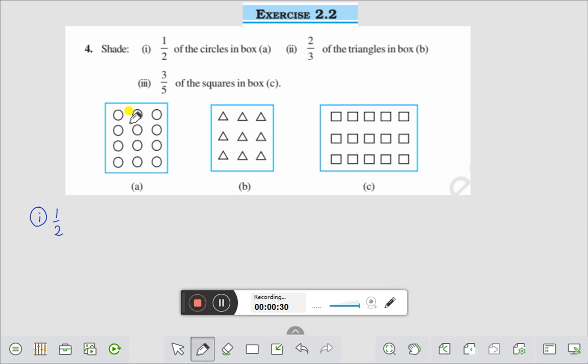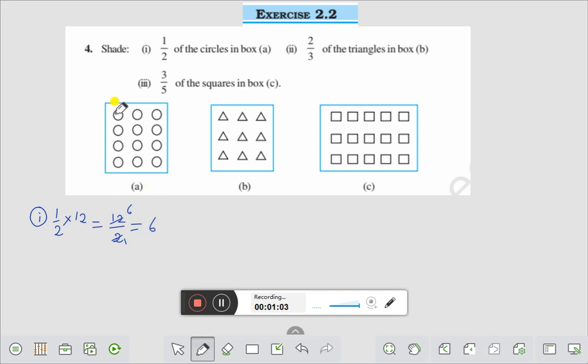In box A, how many circles are there? 1, 2, 3, 4, 5, 6, 7, 8, 9, 10, 11, 12. There is 1 by 2 into 12, that is equal to 12 by 2, and that is equal to 6. That means you have to set 6 circles out of this box, right?